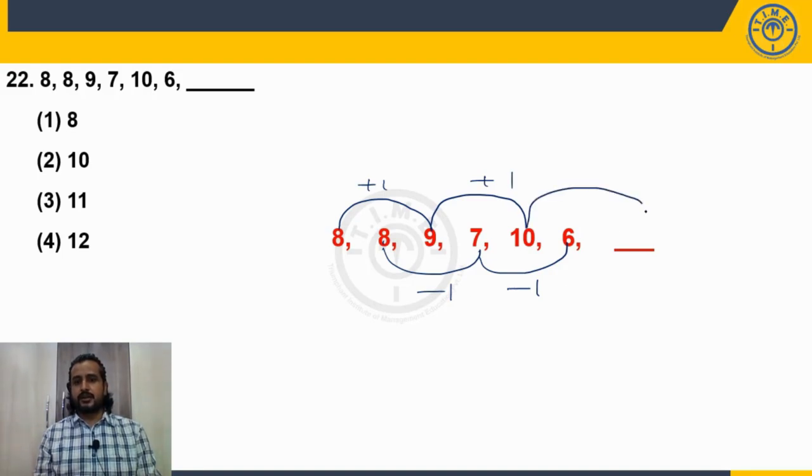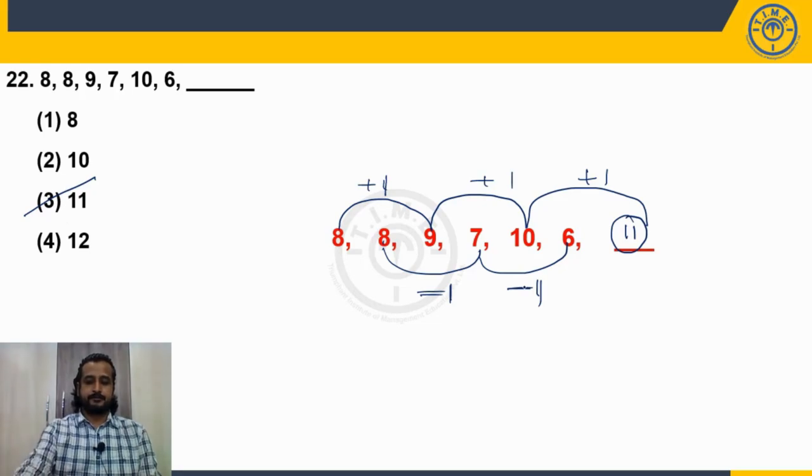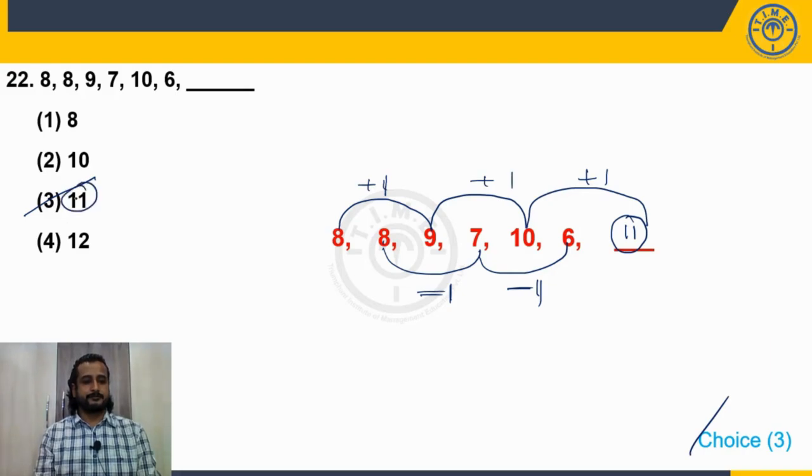So what should the next alternate be? Next alternate to 10 we need to take, and the logic is plus 1. So 10 plus 1, 11. So 11 is the required answer. Choice 3. So what is the required answer? Choice 3, 11. Alternately increased by 1 and alternately decreased by 1.